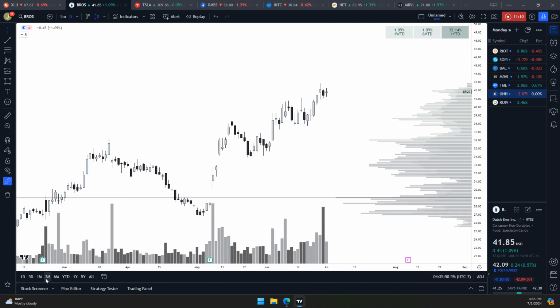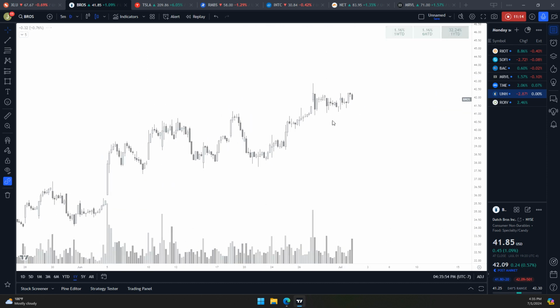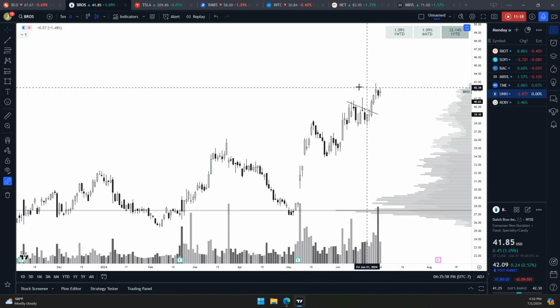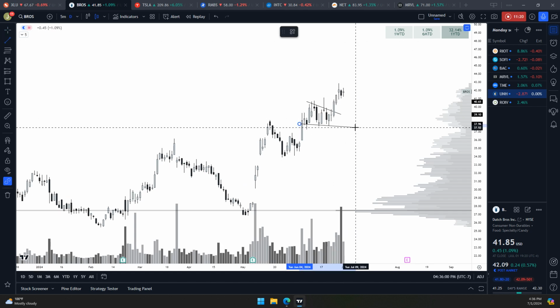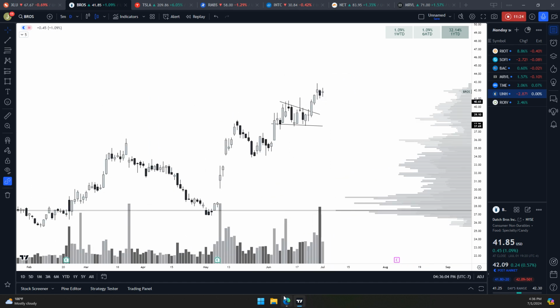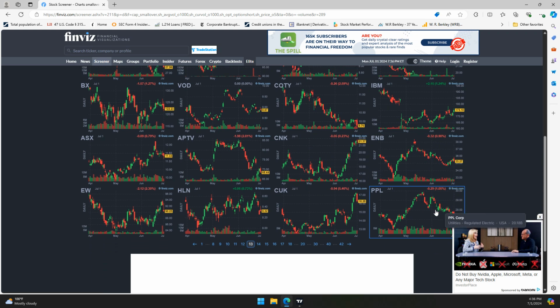ROST, that doesn't look bad. It's busy around that. I don't know. Might be able to get something there. I should have played that last week. That was a great setup. That's just going to be one of those that's going to keep pushing higher on these little flags. I don't think I'm going to play that though. PPL, that looks. Utilities got wrecked today.